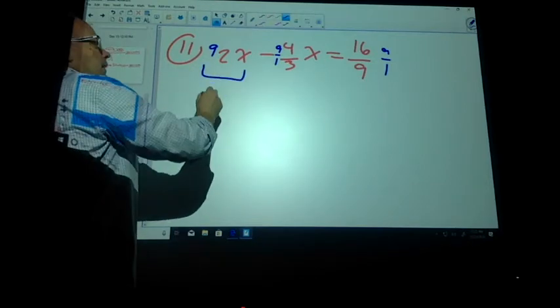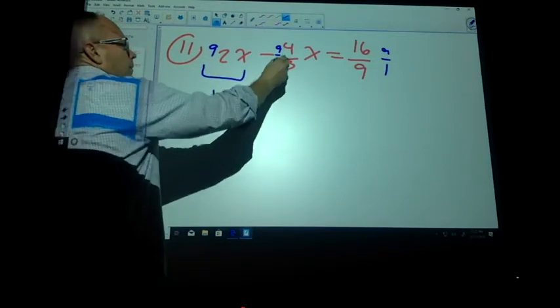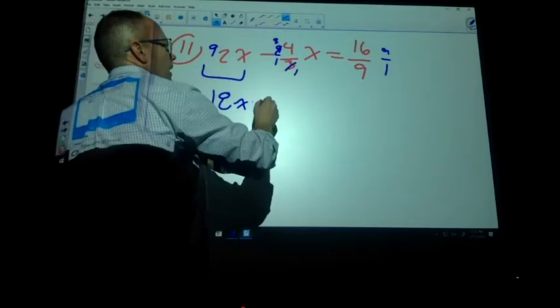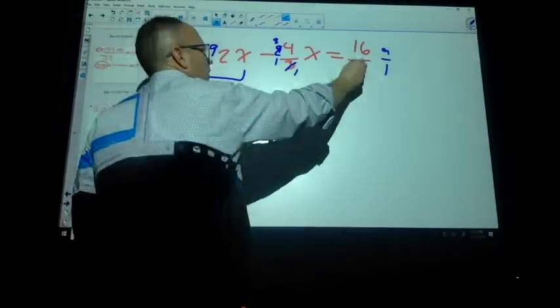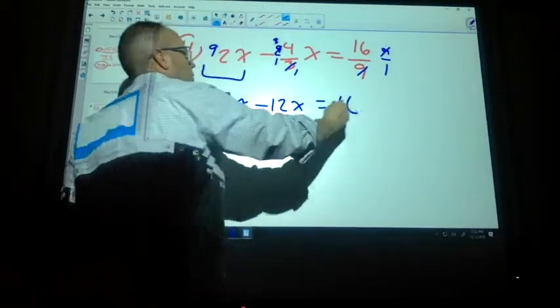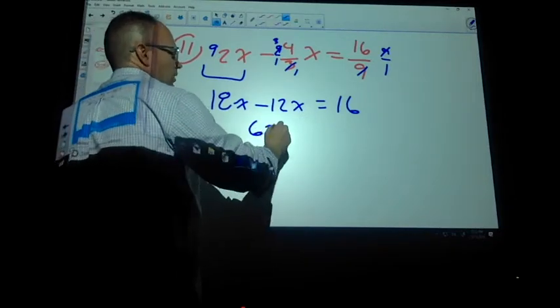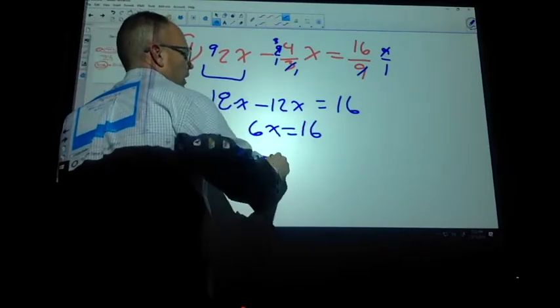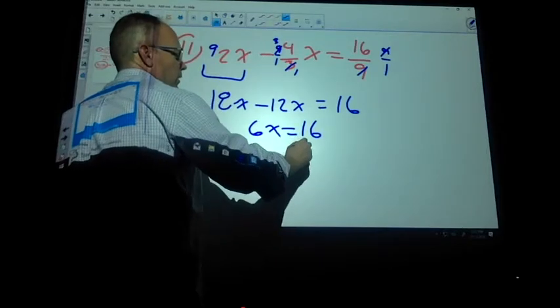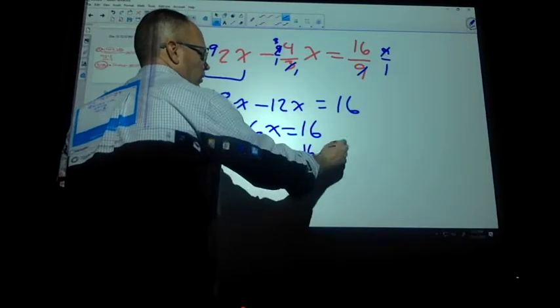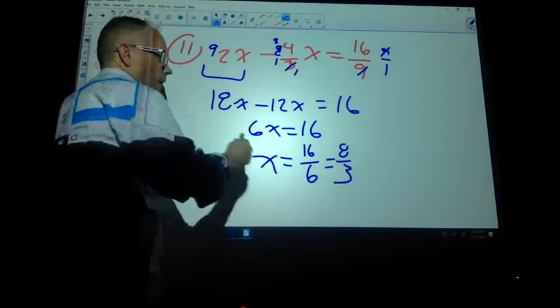Okay, so let's do the math. 18x minus 12x equals 16. Oh, cool. No fractions. Subtract those, so that's going to give me 6x equals 16. So x equals, divide both sides, 16 over 6, which is 8 over 3.